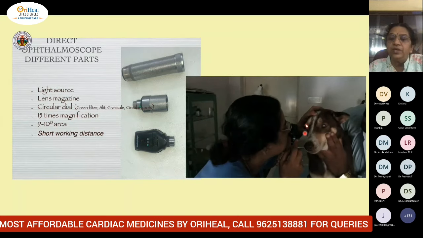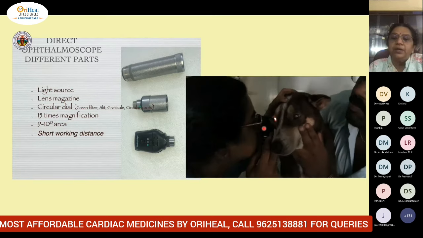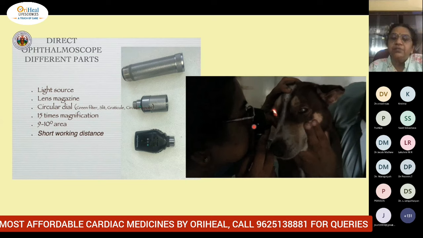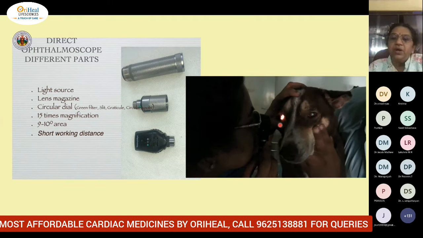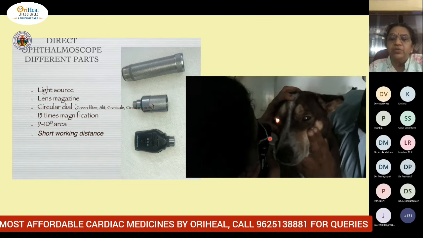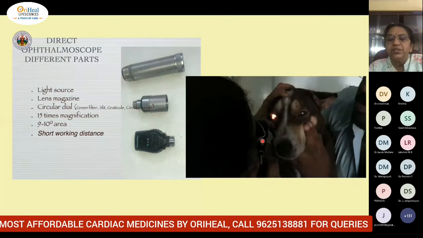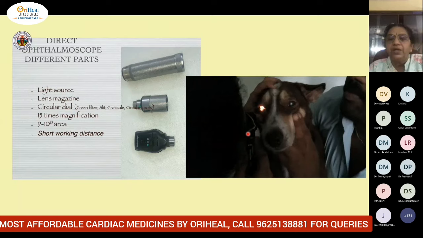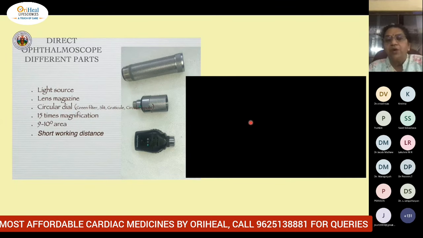And now you go very near to the animal. The right eye of the animal should be examined with the right eye of the examiner, and the left eye vice versa. After going to this area, the direct ophthalmoscope will be very near to your eye. When you move, you have to move as a single piece. The equipment and your head should move as a single unit. You are not supposed to take the equipment out from your eye.